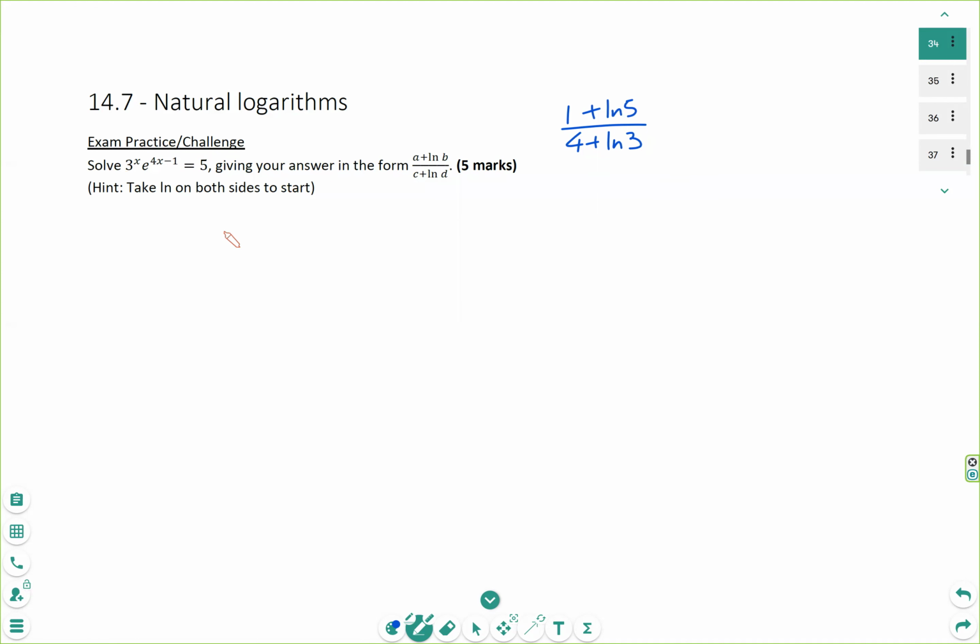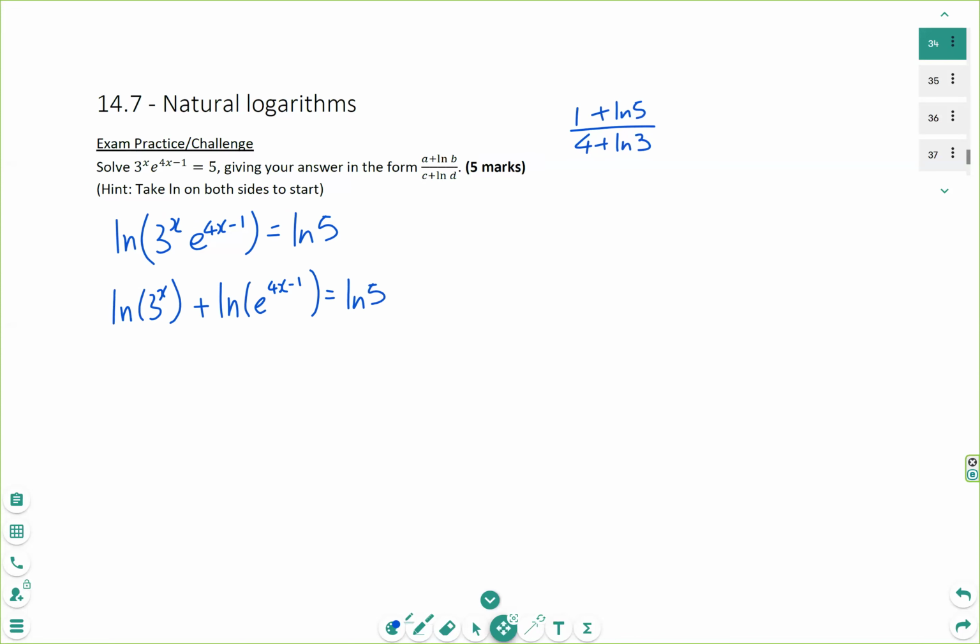If you don't know how to start, as I said, we take ln on both sides to start with. Then we can apply the log laws. So remember, log AB equals log A plus log B. So we can write log A plus log B. The right hand side remains unchanged.